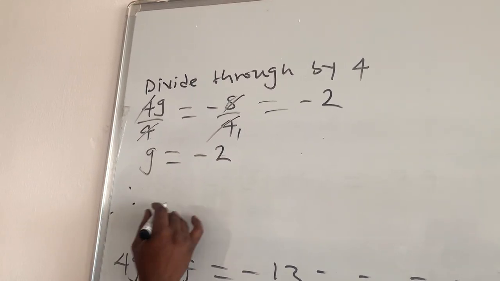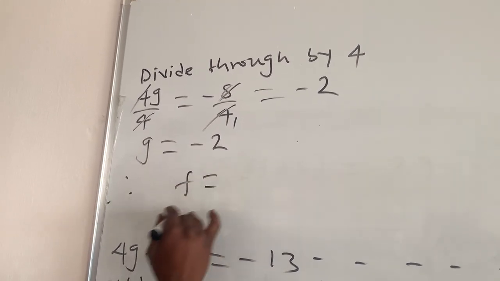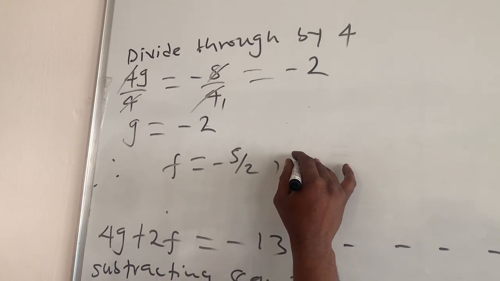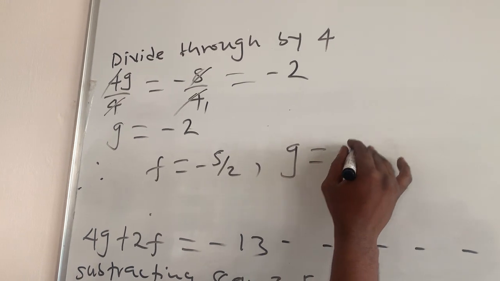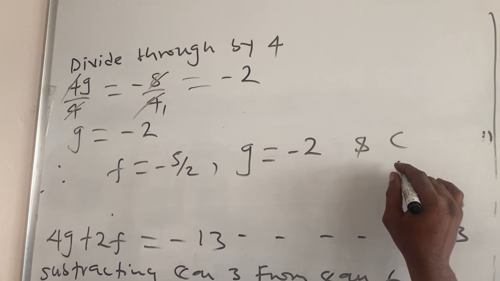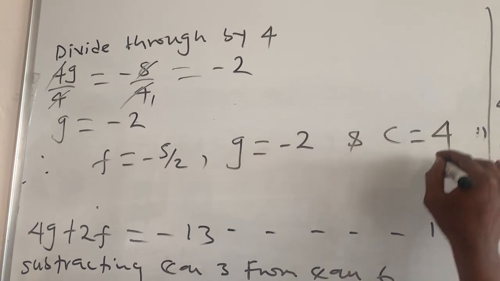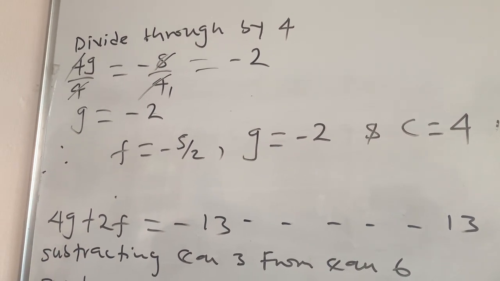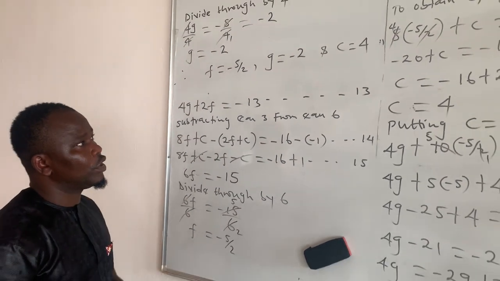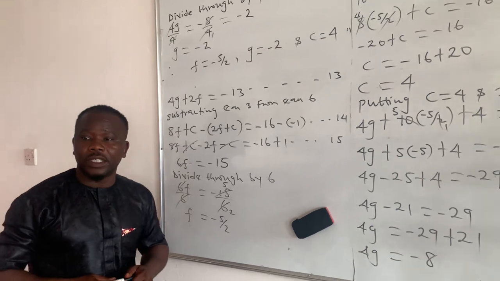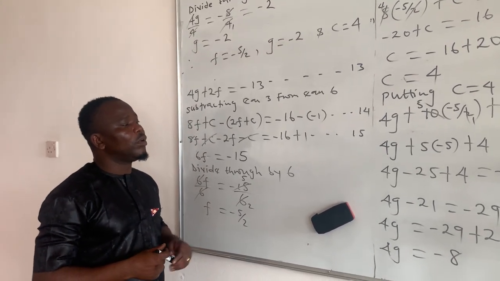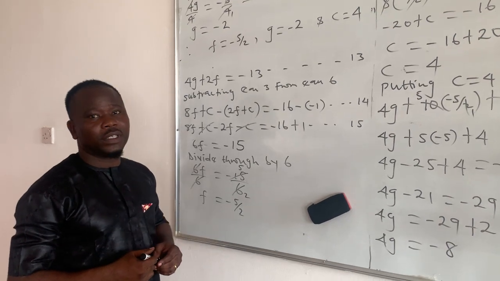So therefore, f is equals to minus 5 all over 2. g is equals to minus 2. And c is equals to 4. This is the answer, and this is how to solve this type of question. Any question? If there is no question, in our next meeting, we'll look at more examples. Thank you.